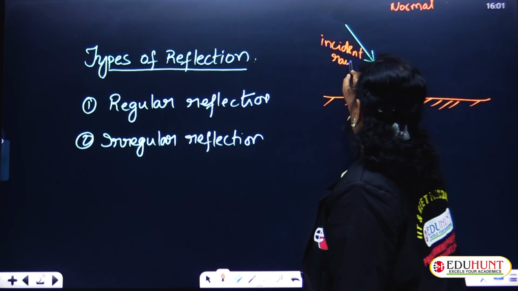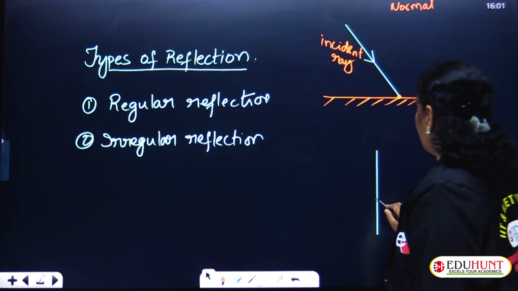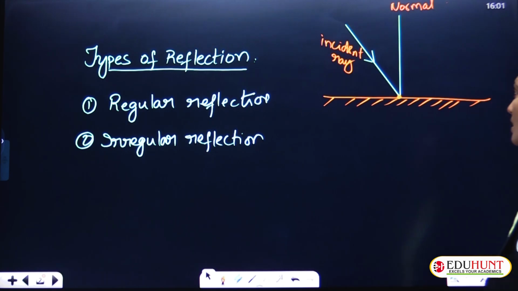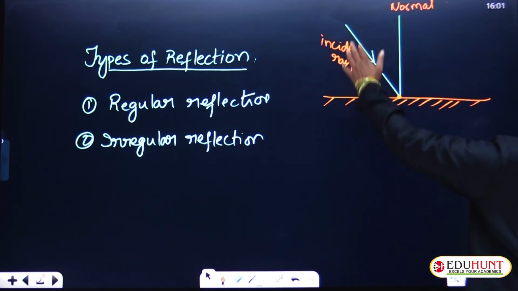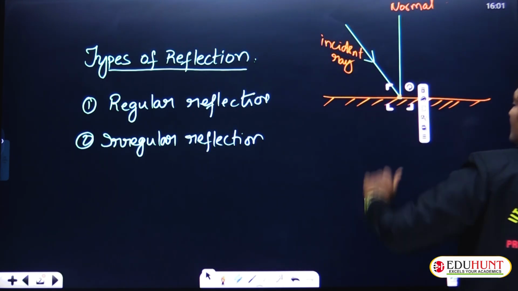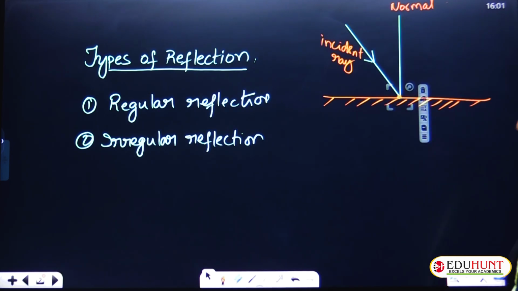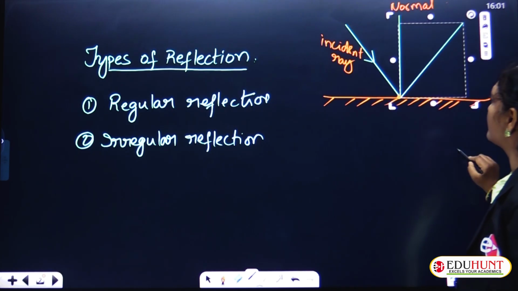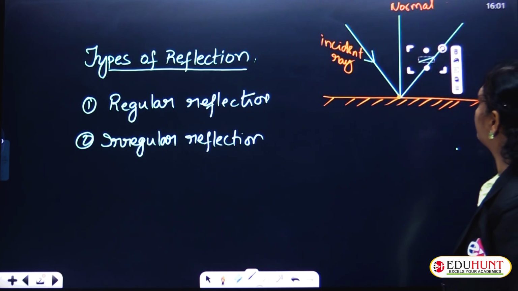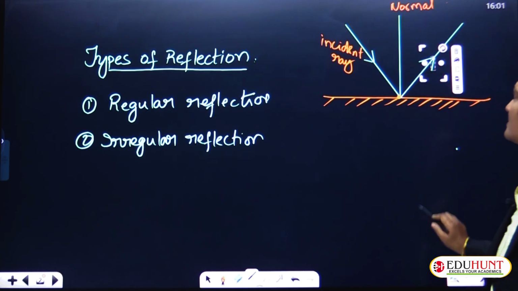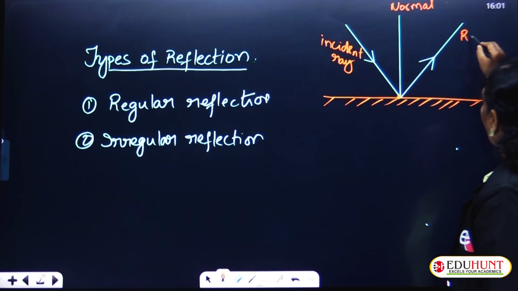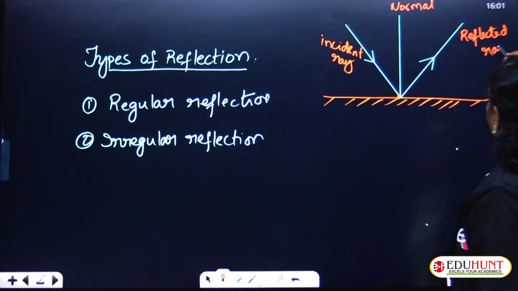As I said earlier, the perpendicular drawn to the surface is called the normal. So, this incident ray, after striking the surface, is reflected back into the same medium, and this ray is called the reflected ray.